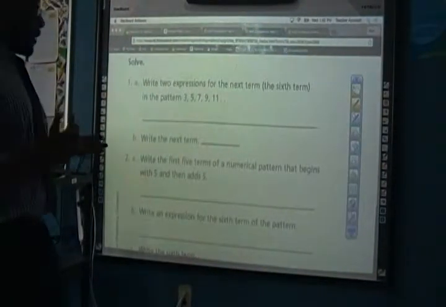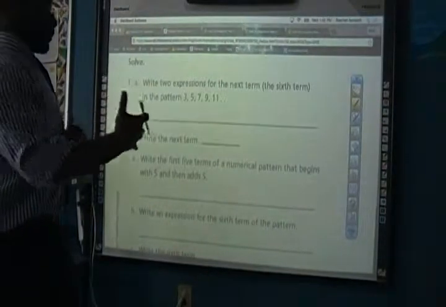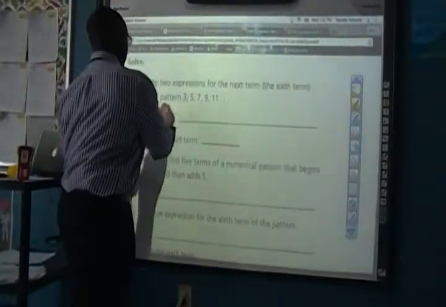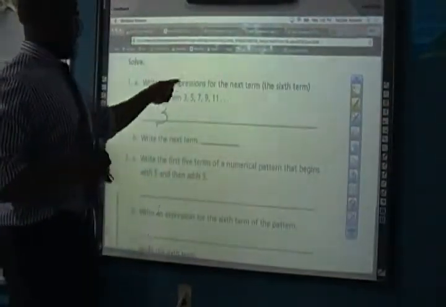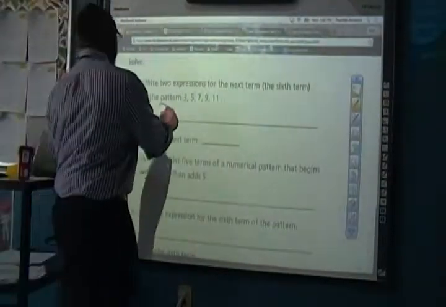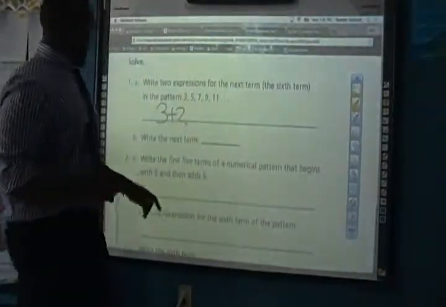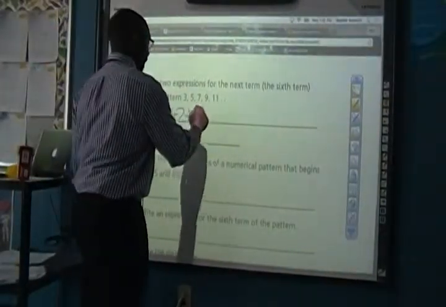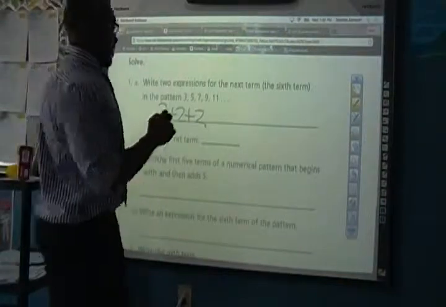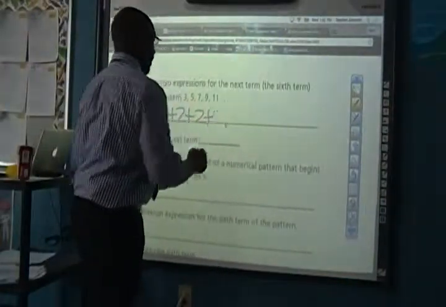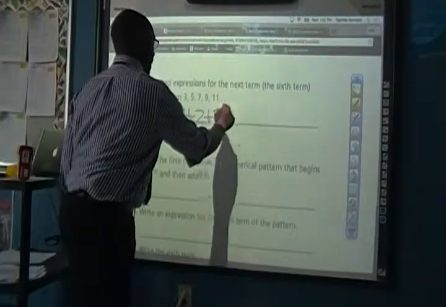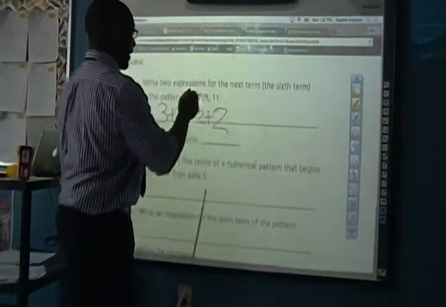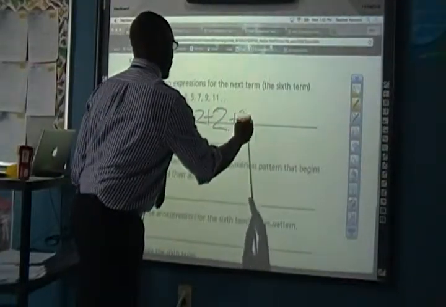Now what happened for this pattern? We had to figure out what the rule is. What are they doing here? They start out as 3, okay? To go from 3 to 5, we find out that they added 2. So plus 2. To go from 5 to 7, they added 2 more. From 7 to 9, we added 2 more. And to go from 9 to 11, they added 2 more.